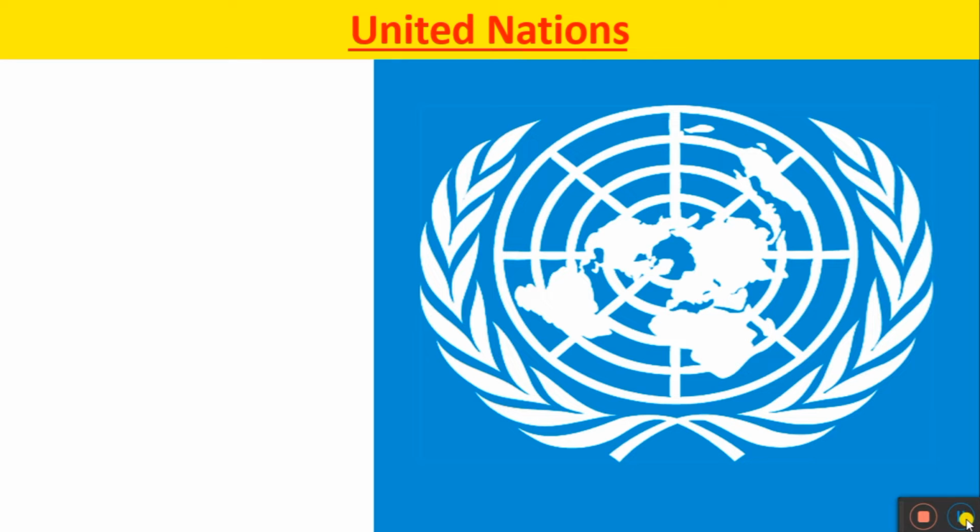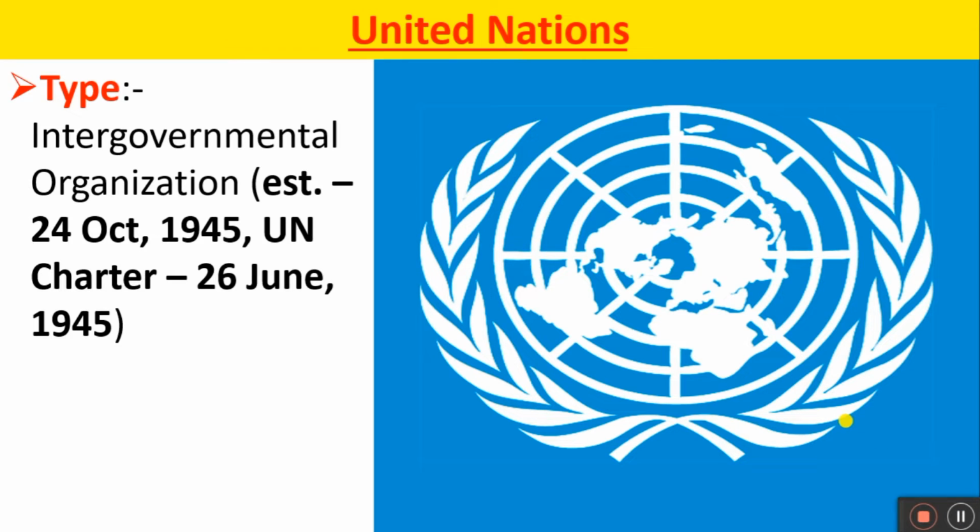The UN is an intergovernmental organization. Intergovernmental organization means an international organization that is agreed with by many sovereign nations, and sovereign nations means nations that are independently governed by their central governments or the representatives elected by the people of the respective nations.